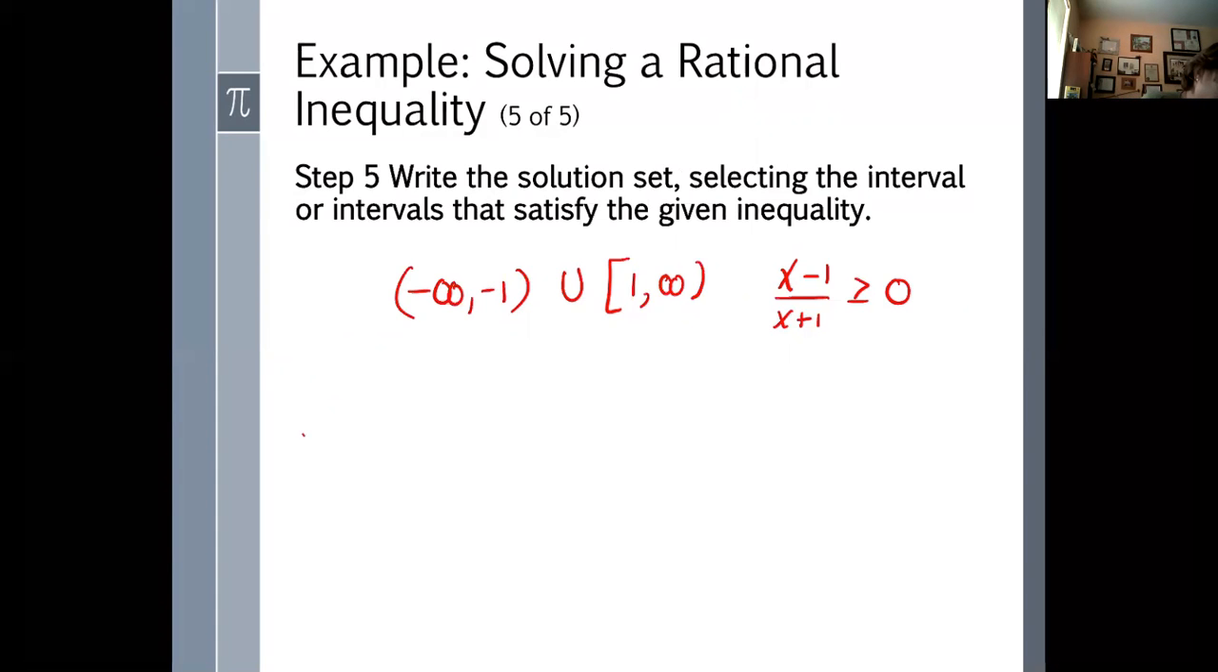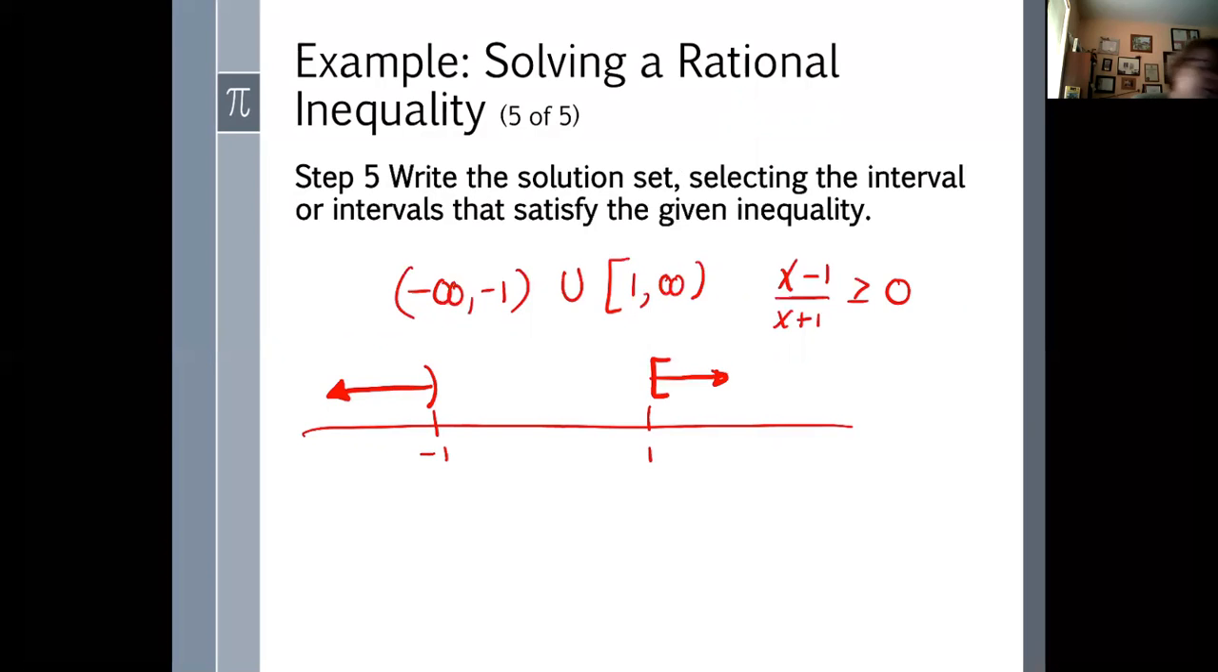So what does our graph look like? We have all the points to the left of negative 1 and all the points to the right of positive 1, including positive 1.